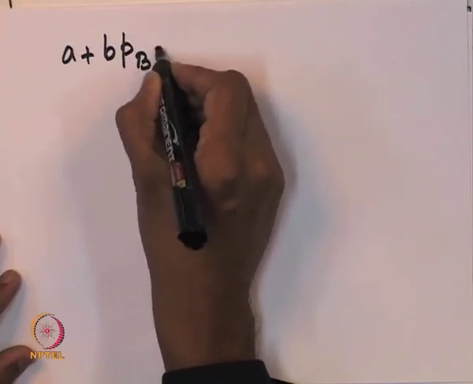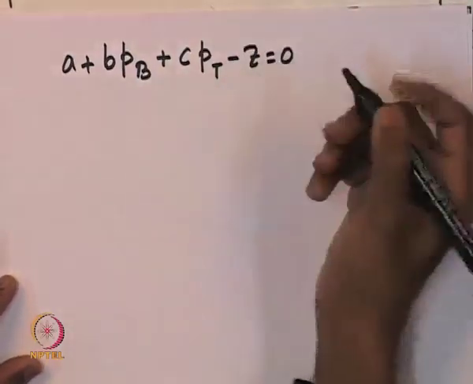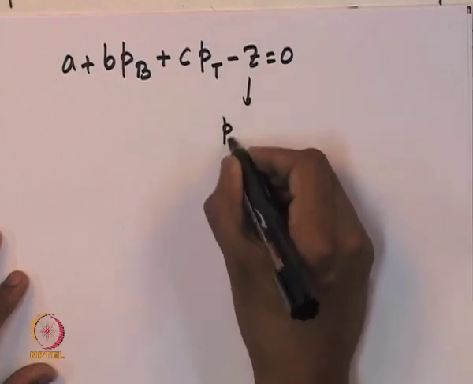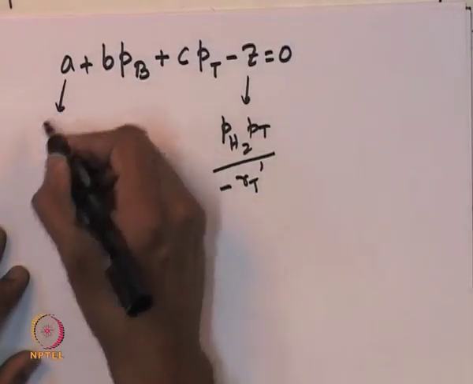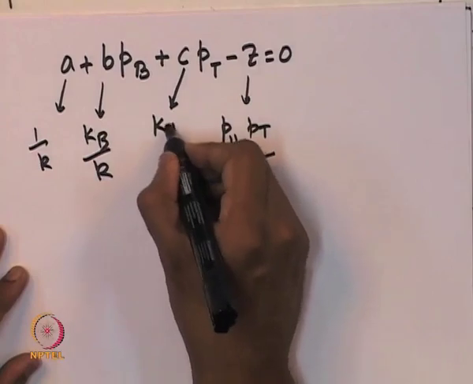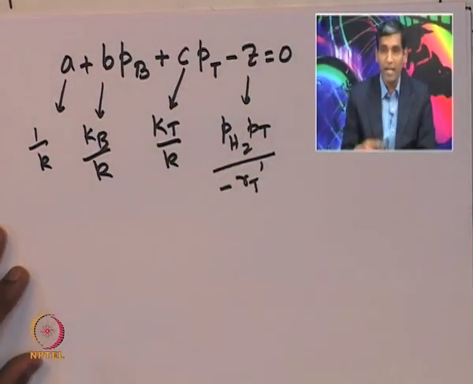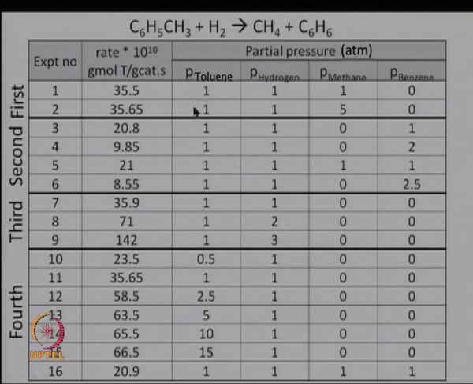The rearranged equation can be written as A plus B into partial pressure of benzene plus C into partial pressure of toluene minus Z equal to 0, where Z is given by partial pressure of H 2, partial pressure of toluene divided by the rate which is measured experimentally, and A is given by 1 by K, B is given by K b by K, and C is given by K t by K. As can be seen from the experimental data, the partial pressures of toluene, hydrogen, methane and benzene have all been measured, and different reaction rates have been measured under these conditions.